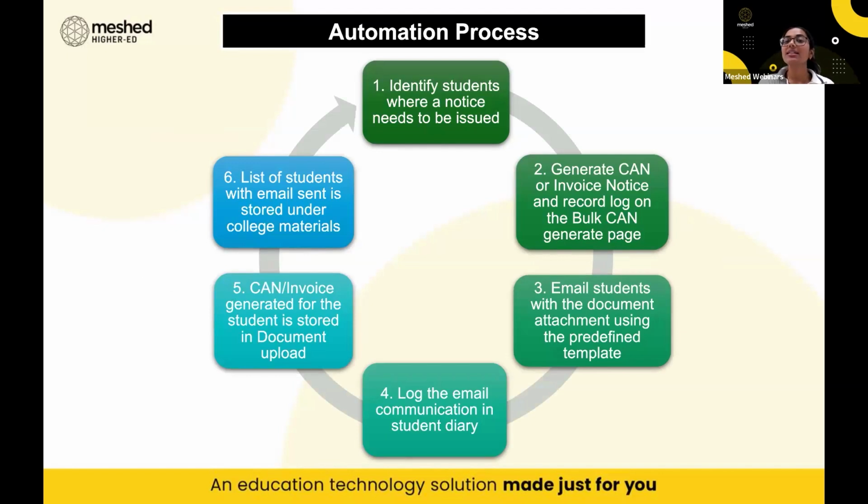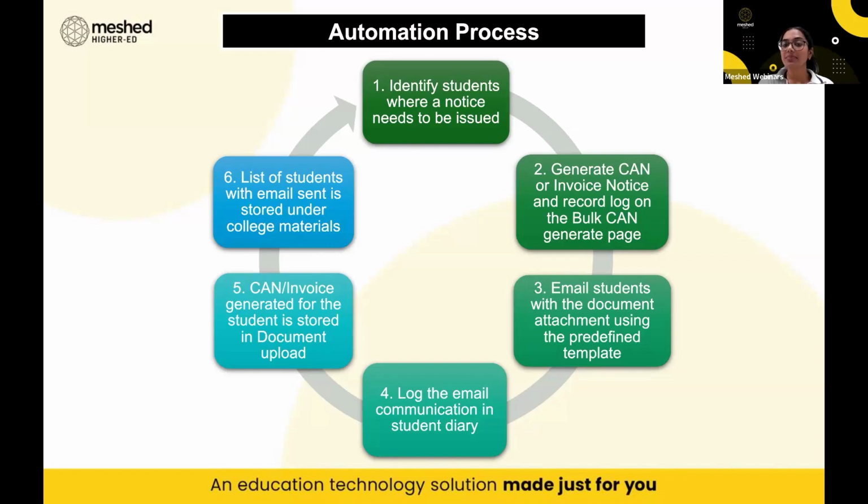The very first step is identifying the students where a notice needs to be issued. So this is the first layer of the automation process, where the system will try and find out the students who are eligible for a notice to be issued. Once the list has been identified, the system generates the CAN or invoice notice, whichever the user has configured, and also records the log on the bulk CAN generation page. The log is stored with the date and timestamp.